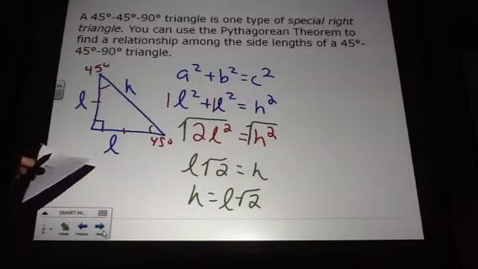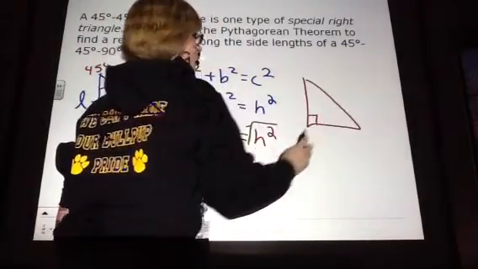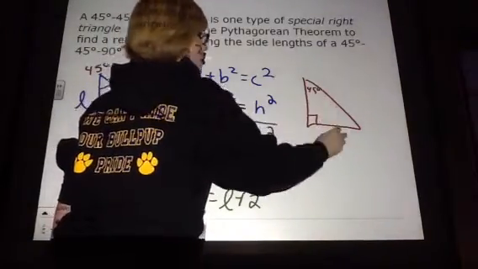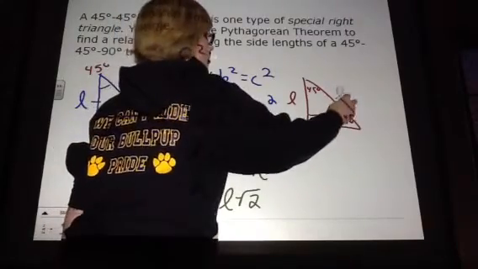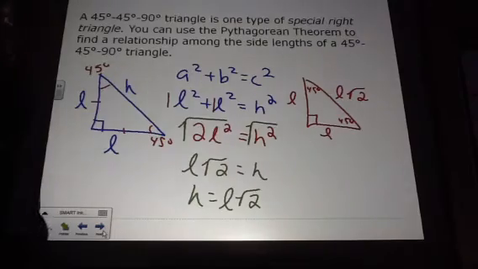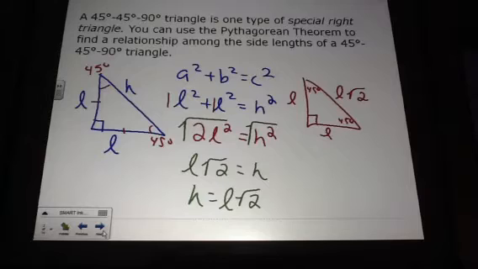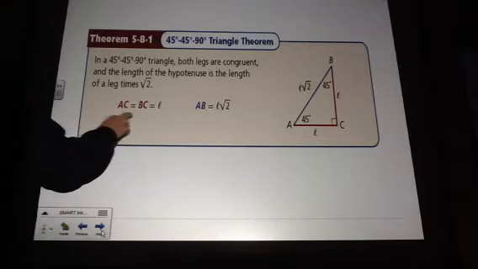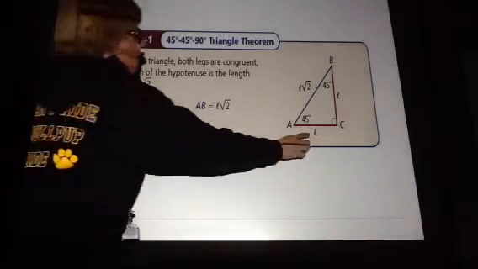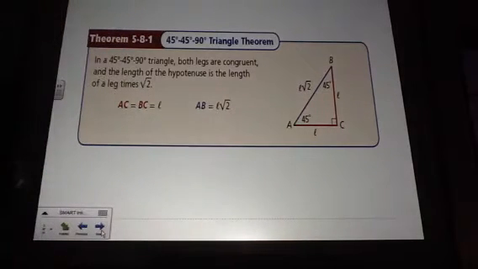So when we have that 45, 45, 90, if this is 45 degrees and this is 45 degrees, you've got your leg length. Your hypotenuse is going to be that leg length times square root of 2. So that's your 45, 45, 90. So let's look at that theorem. We just proved it. It's letting you know that if your two legs have a measurement of L, then your hypotenuse is L times the square root of 2.